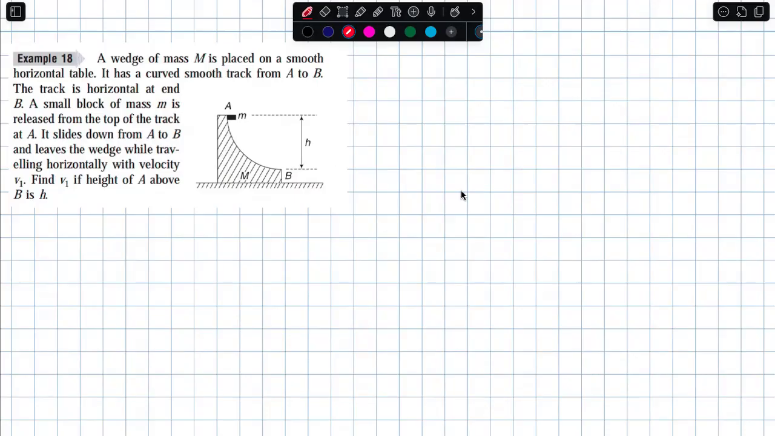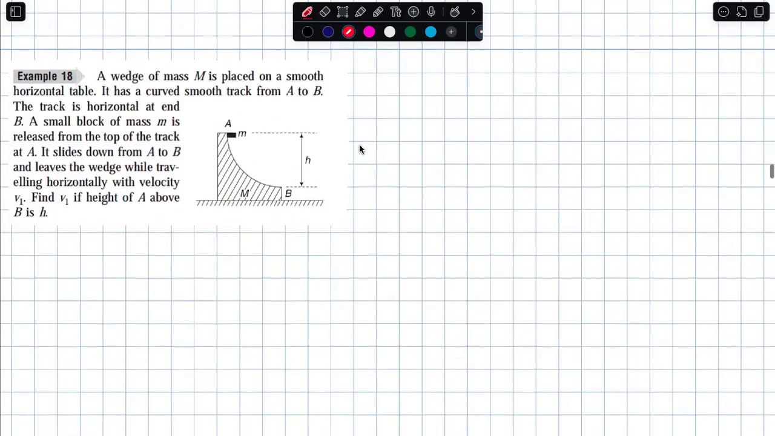A wedge of mass capital M is placed on a smooth horizontal table. It has a curved smooth track from A to B. The track is shown like this, right? A small block of mass m. Fine. We have already done this model. You are doing the problem in which frame? C frame. Can someone please tell me what is happening in C frame?